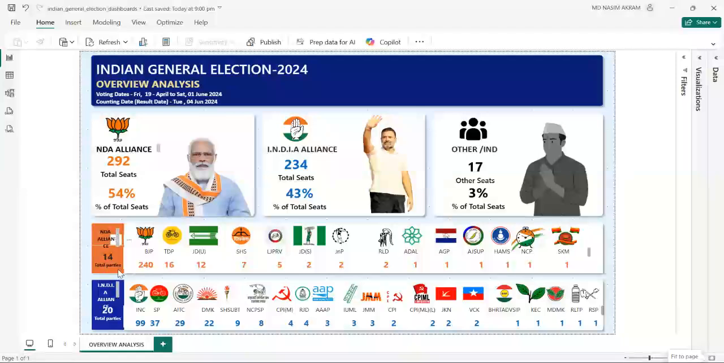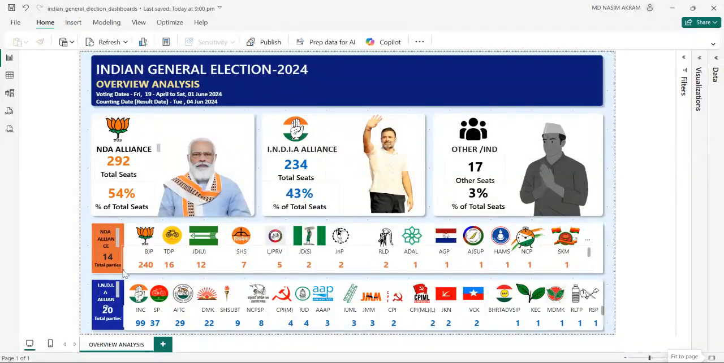You would see that in the NDA alliance, BJP has the highest number of seats, that is 240, followed by TDP and JDU, and the rest are other parties that are part of the NDA alliance, but they do not have a larger number of seats. They have around 4, 5, 1, like these numbers.